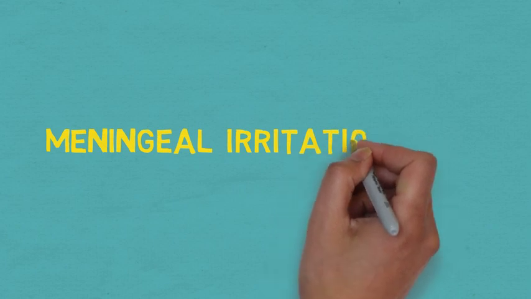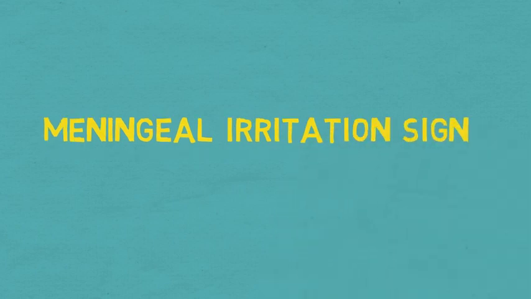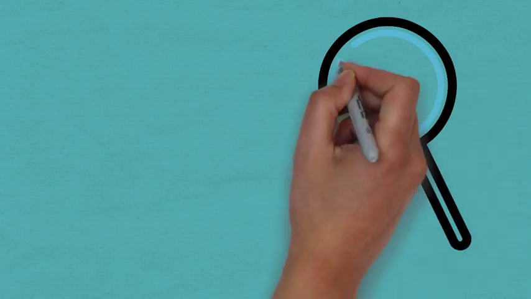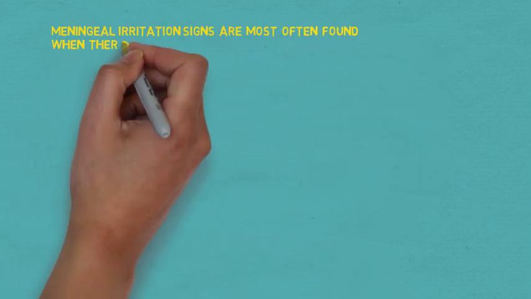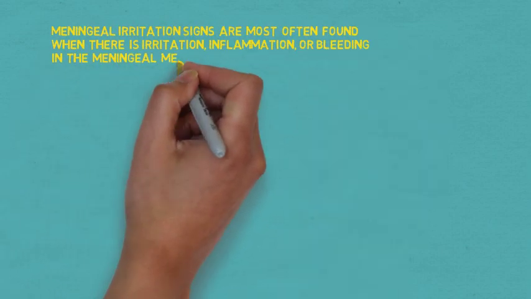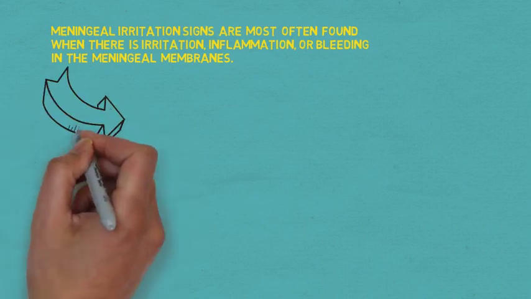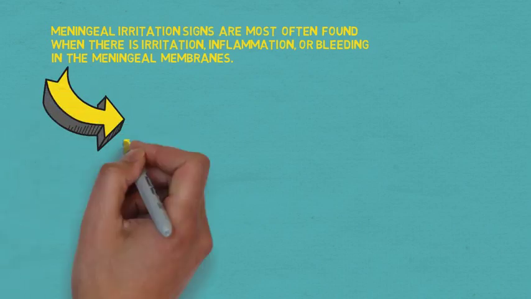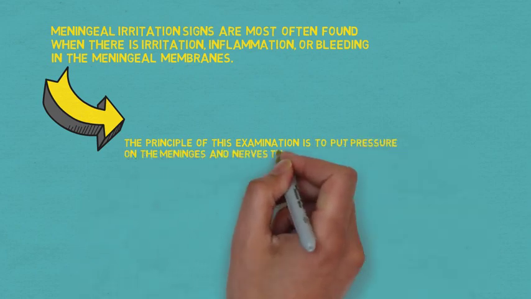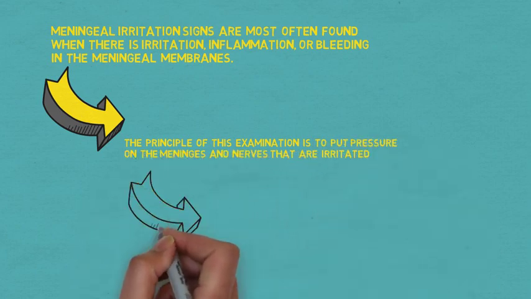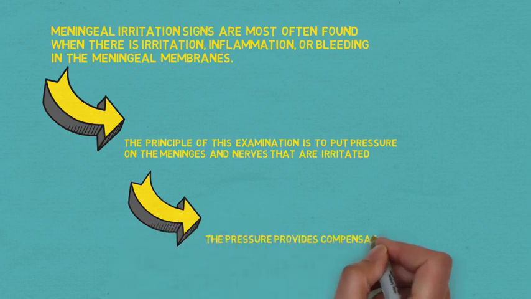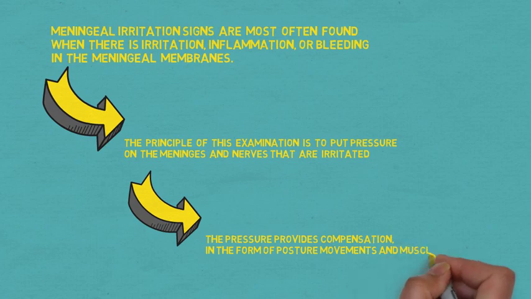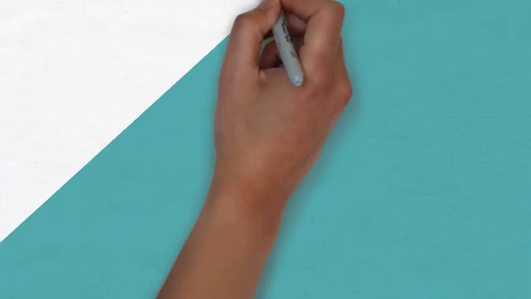So we are talking now about meningeal irritation signs. Now the question is, what is it? Let's check it out. Meningeal irritation signs are most often found when there is irritation, inflammation, and bleeding in the meningeal membranes. The principle of the examination is to put pressure on the meninges and nerves that are irritated. The pressure provides compensations in the form of posture movements and muscle contraction.